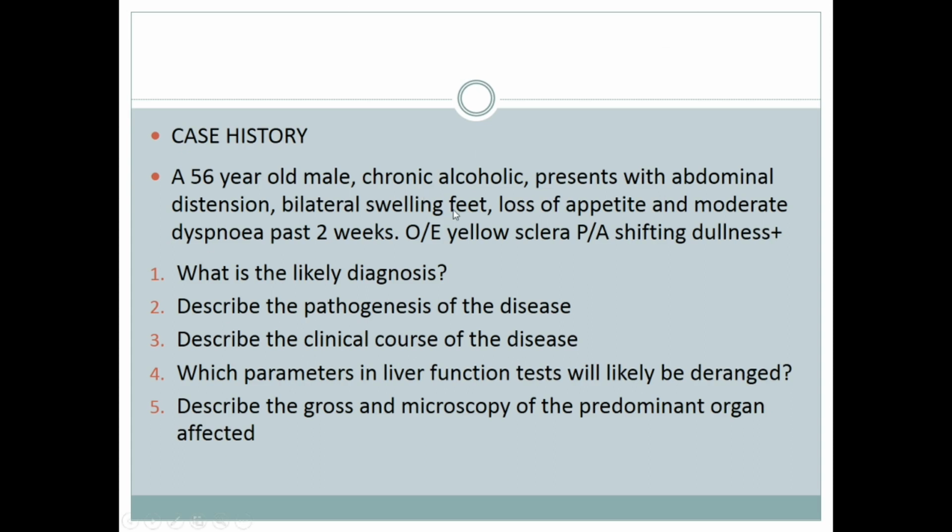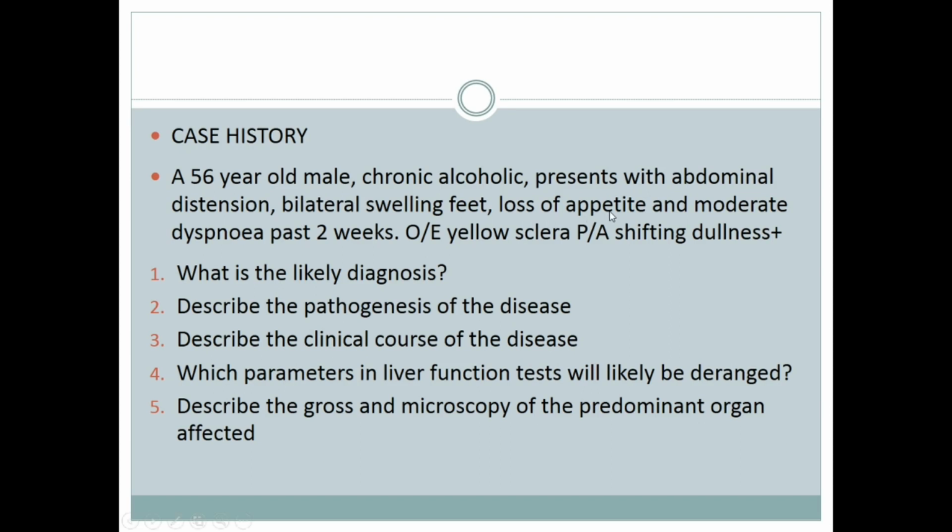So when there is damage to the liver, when there's extensive damage to the liver, you know very well that liver synthesizes albumin, and if there is hypoalbuminemia, then you know that the whole oncotic pressure will be changed and there will be development of ascites, okay, which will present with abdominal distension, and also because of hypoalbuminemia there is bilateral swelling of the feet. So all this is because the synthetic capabilities of the liver is affected.